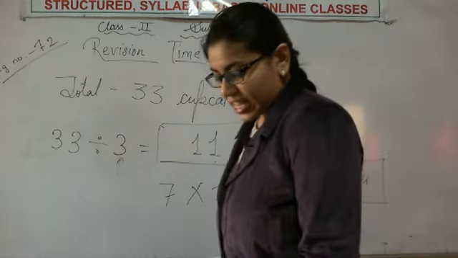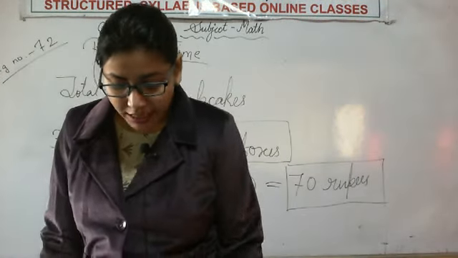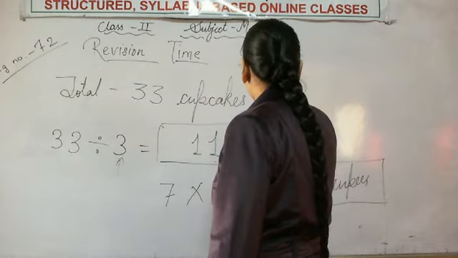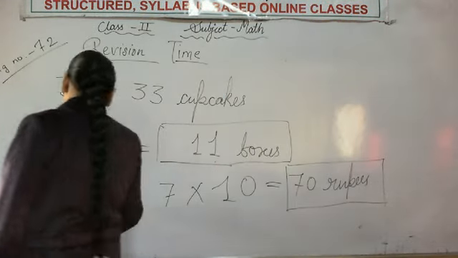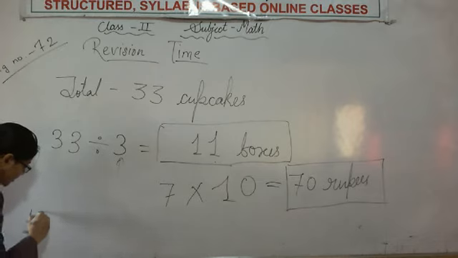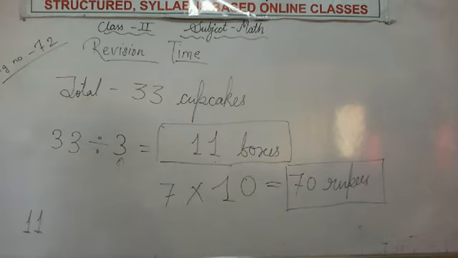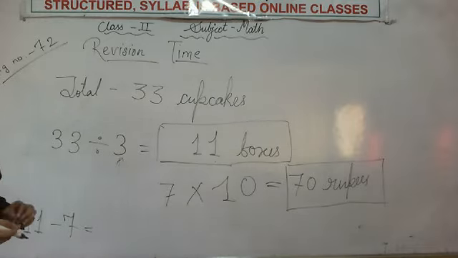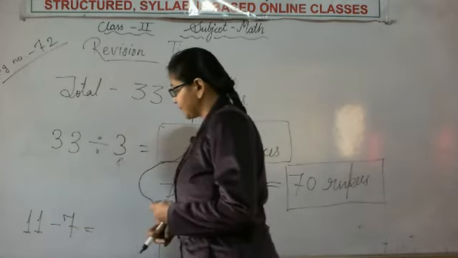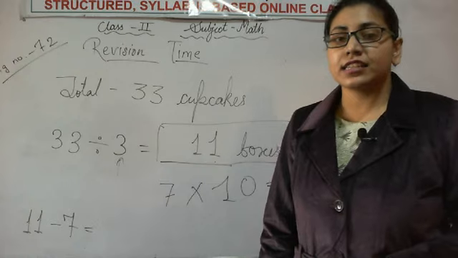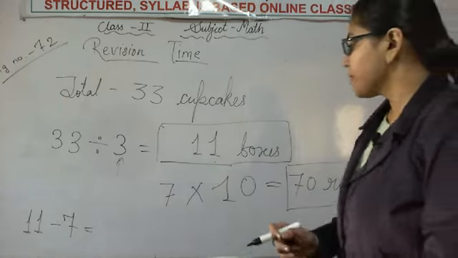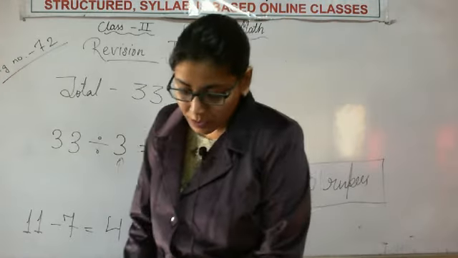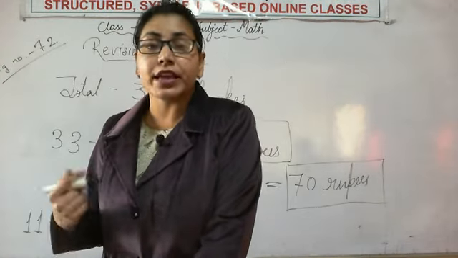Okay, so the next is, he shared the remaining boxes among his friends. Total 11 boxes were there. He sold 7 boxes. Then how many boxes are left? 11 minus 7 is 4, means 4 boxes are left. So he shared the remaining boxes among his friends.